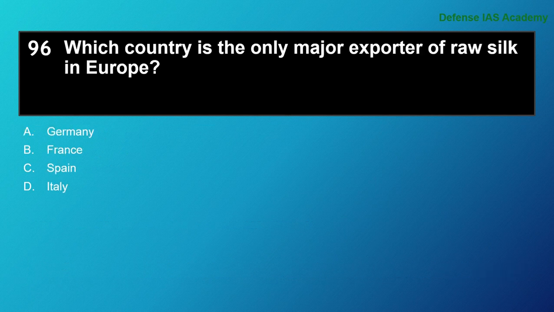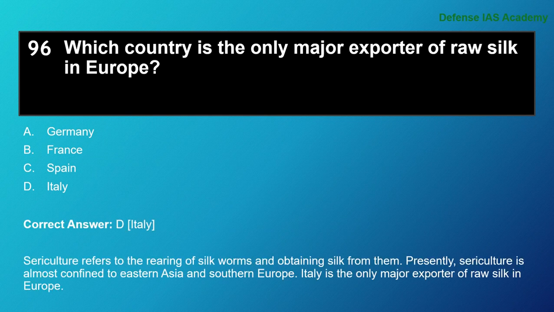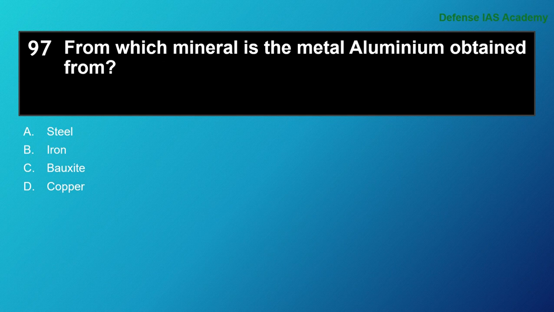The earliest plantations date back to the 15th century establishments on the island of Guinea, coast of Africa. The system was carried from here to northern Brazil by the Portuguese to produce sugarcane. Next question, which country is the only major exporter of raw silk in Europe? The answer is option D, Italy.